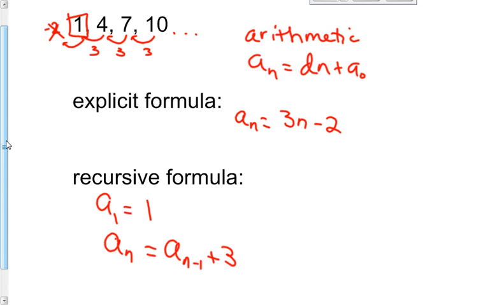So the recursive formula, two parts, would be a sub 1 equals 1, and a sub n equals previous answer plus 3. And just see if that makes sense. I start at 1. If I do 1 plus 3, I get 4. Take that new previous answer, 4 plus 3, I get 7. Take that previous answer, 7 plus 3, I get 10. Yes, we're on the right track.